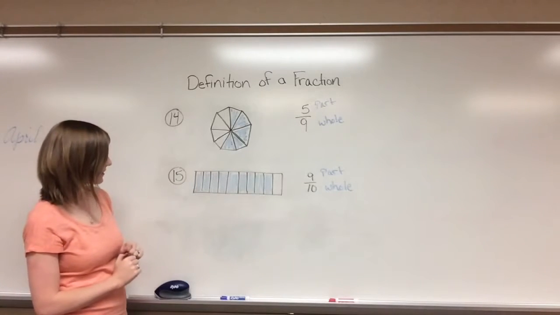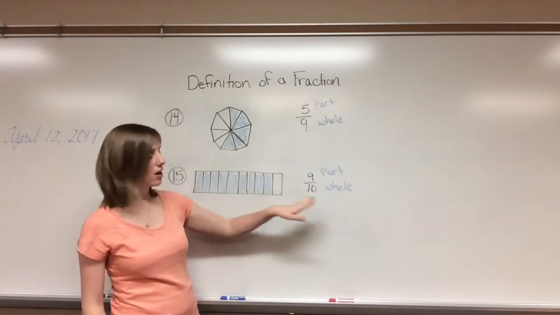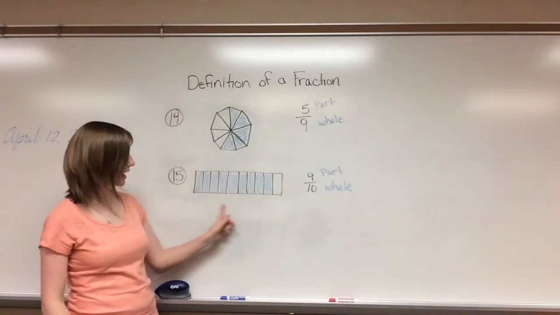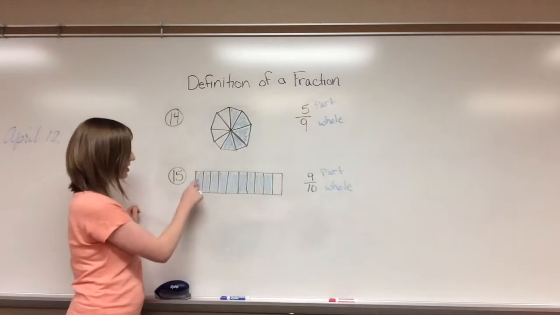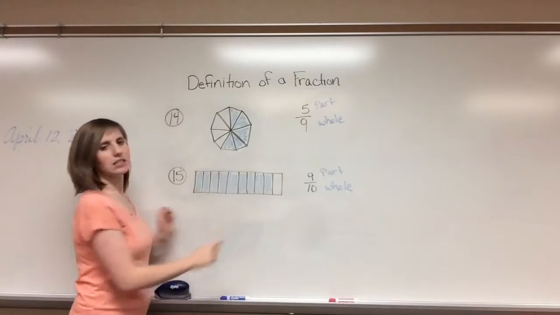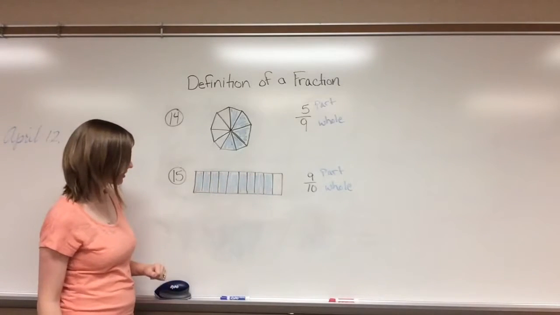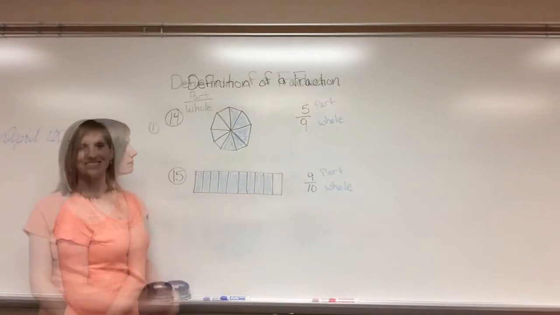And then let's look at 15. Our fraction was 9/10. Our part was 9, our whole was 10, so it took 10 pieces to make the whole. And then the part being 9, that means I shaded in 9 different sections here to get my fraction of 9/10. So 9 should have been shaded, 1 should remain unshaded.